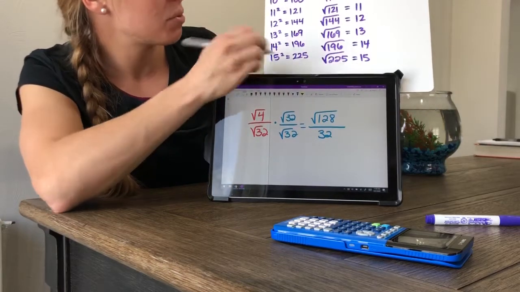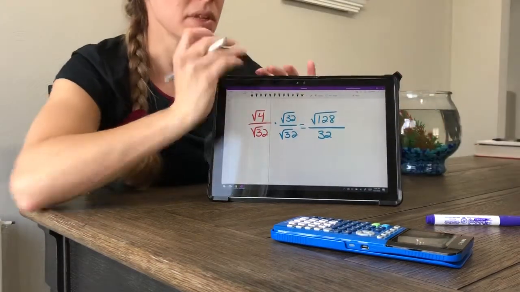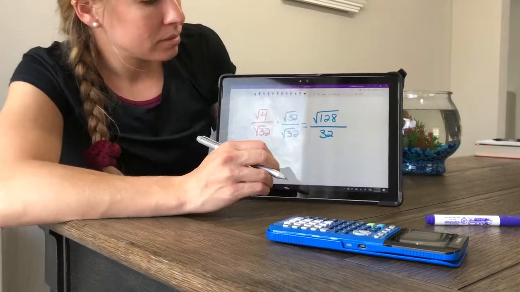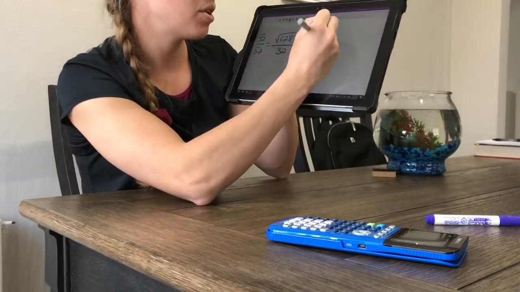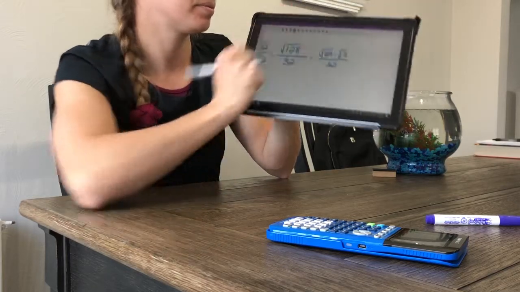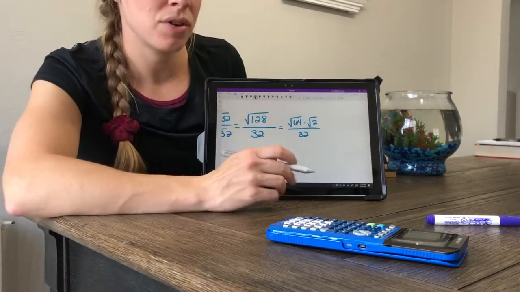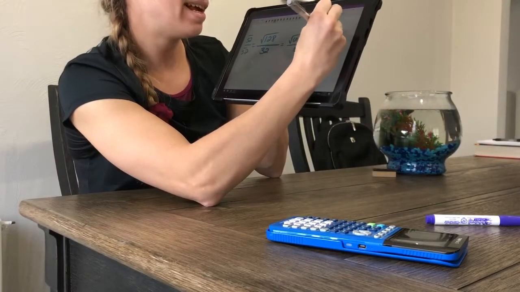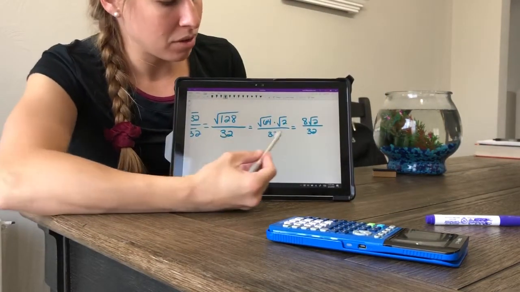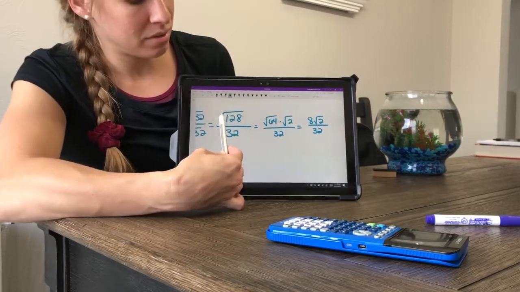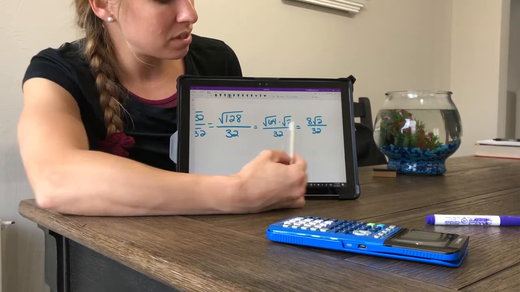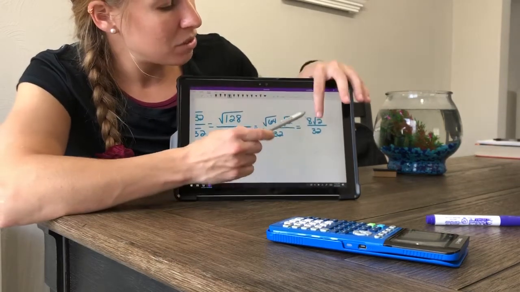I want to find my biggest perfect square factor of 128, which would be 64. So that splits apart into the square root of 64 times the square root of 2 all over 32. And then what is the square root of 64? 8. Okay, so the radical is no longer in the denominator. I'm simplifying this giant radical that's in my numerator by finding the biggest perfect square factor. And then the square root of 64 is 8. 2 does not simplify. And now all I have to do is simplify that outer fraction.